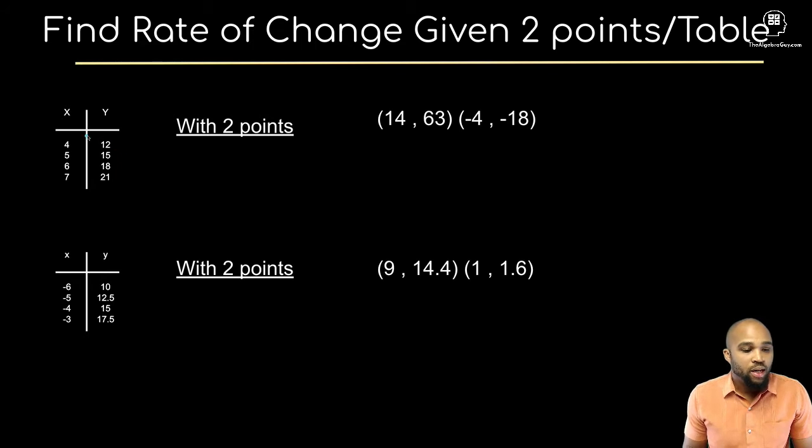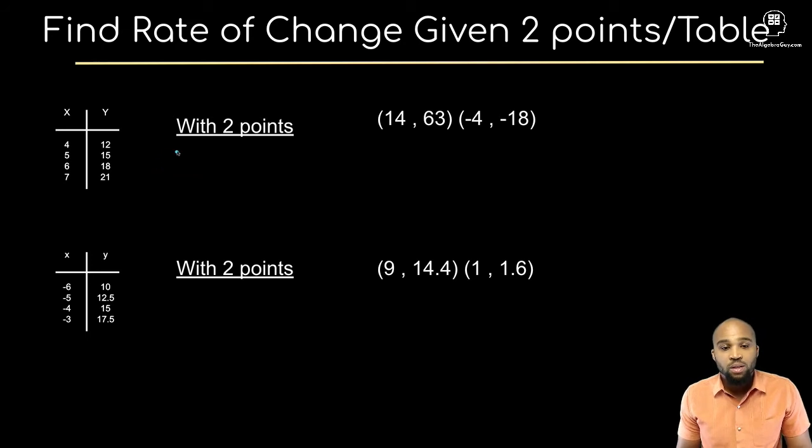So if I'm looking at a table like this, all I'm going to do is identify 2 points that I feel comfortable working with. Since I know this is linear, it doesn't matter which 2 points, because any 2 points have the same slope. As we saw earlier, it just makes it where I need to simplify sometimes. So I'm just going to pick these first 2 points because they're smaller numbers.